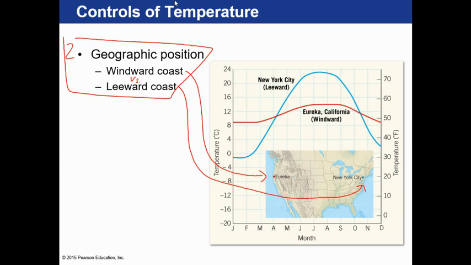However, in New York City, they typically always get air off of the land or a continent. Land cools much more quickly at night and warms up much more quickly in the day. So they have more extreme temperatures. Their highs are higher and their lows are lower.